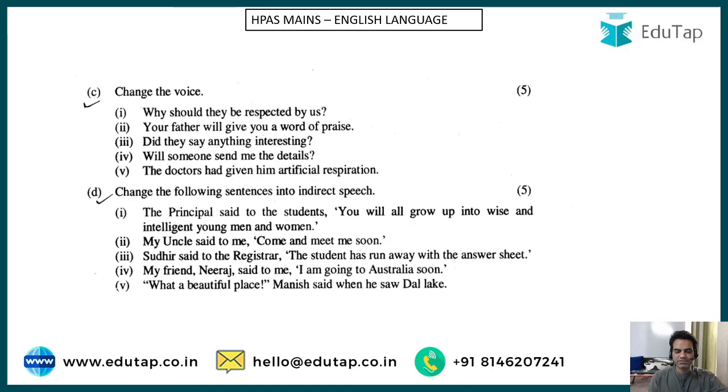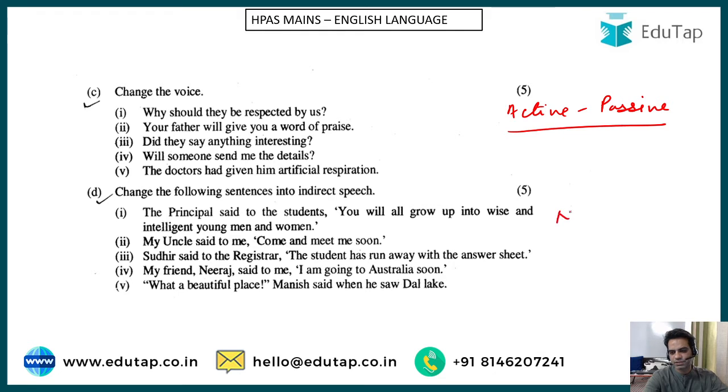Second, we had to find active, passive, and direct, indirect. There were 5 questions on active, passive, from active to passive. We had to find the correct conversion, and there were no options. You have to write the correct sentence on your own. This is quite critical because you should be sure with your conversion.